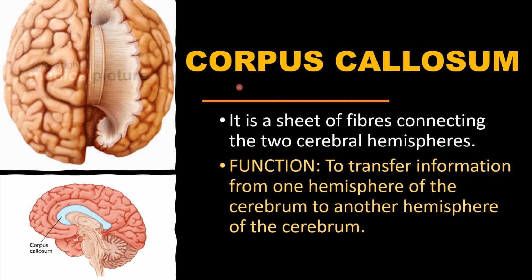The next important term you have to remember related with cerebrum is corpus callosum. Very important. What is corpus callosum? It is a sheet of fibers connecting the two cerebral hemispheres. Here you can see two cerebral hemispheres, and these two hemispheres are connected by a sheet of fibrous structure. This sheet of fibers we call corpus callosum.